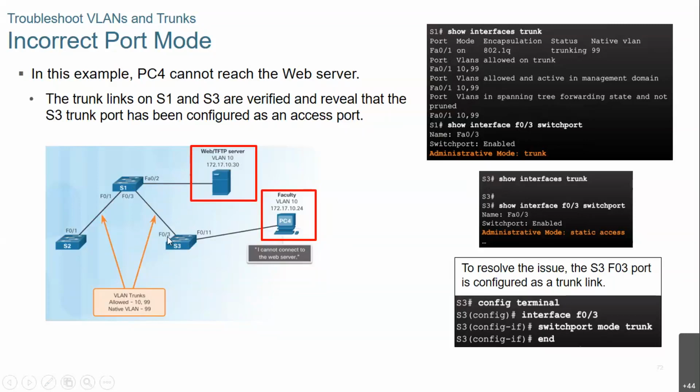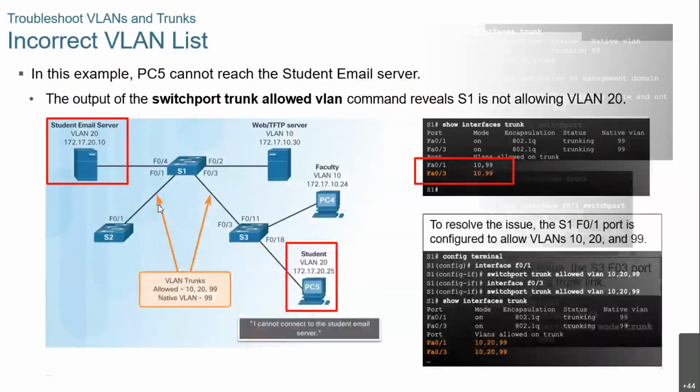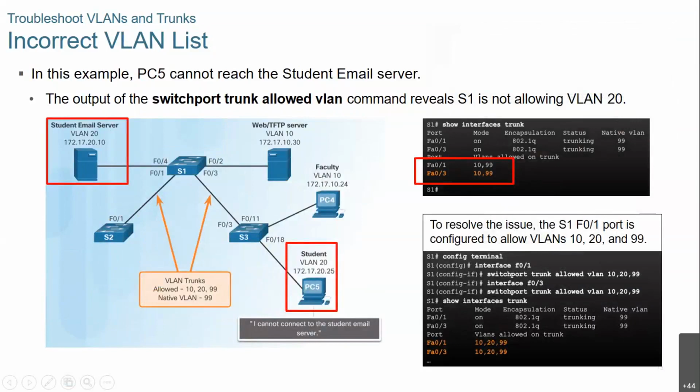See, very simple thing. Switchport mode access, switchport mode trunk. One little mistake, and we have connectivity issues. Again, this one is showing what is allowed. Okay, so this is VLAN 20. It cannot go to the email server over here.